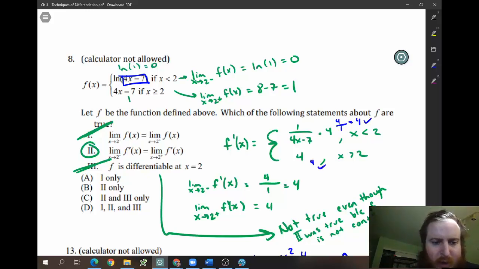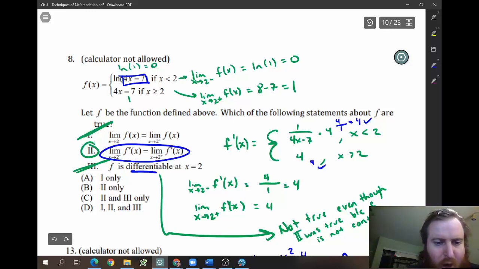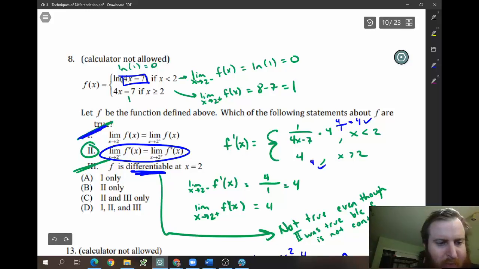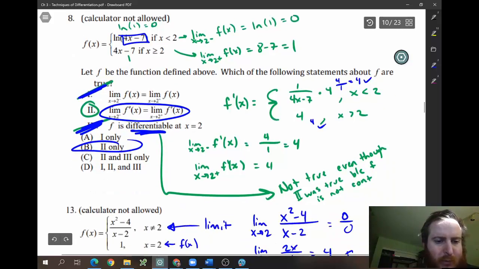So that means that the limit as x approaches 2 from the left of the derivative is the same. Now, normally when this is true, you'd think, oh, that means yes, it's differentiable. But remember, if it was differentiable, it had to have been continuous. So as soon as rule 1 fails, immediately rule 3 fails. So that's why this one is only choice 2.